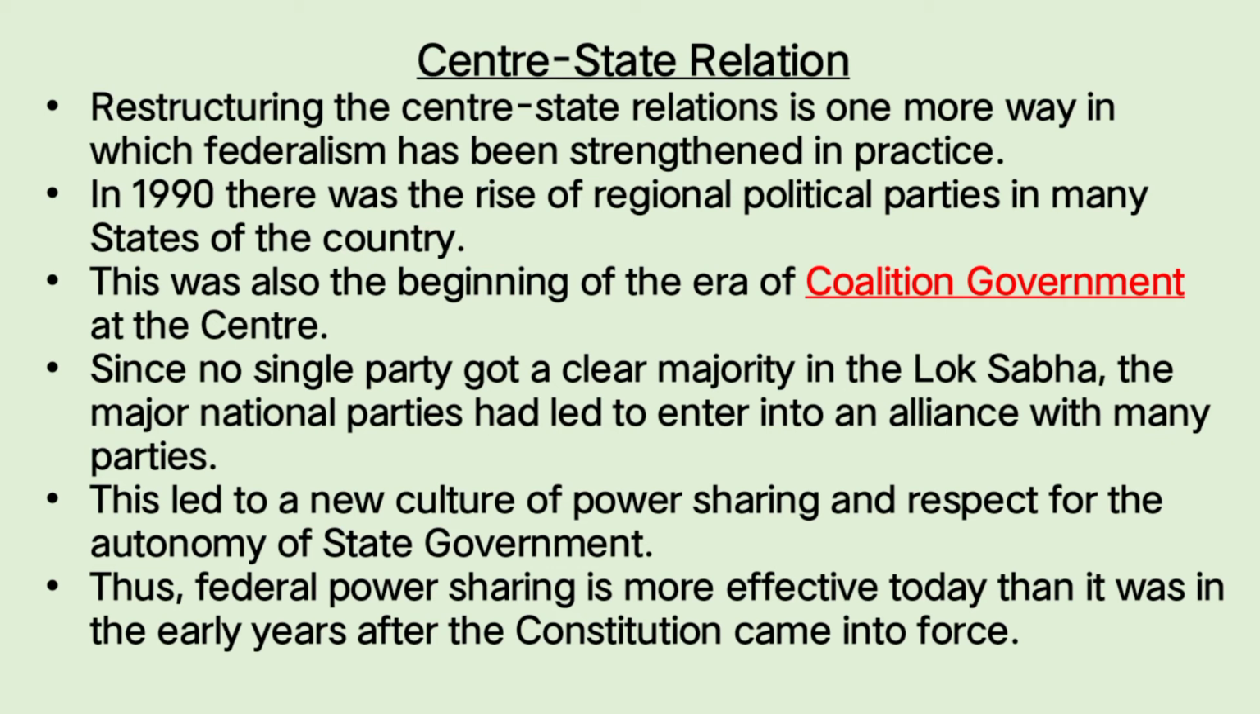In 1990 there was a rise of regional political parties in many states of the country. This was also the beginning of the era of the coalition government at the center. Till then, one single party which was getting the majority used to rule the country. But when one single party is not able to get a majority, two or more parties combine together, they join, they align, and they form a coalition.